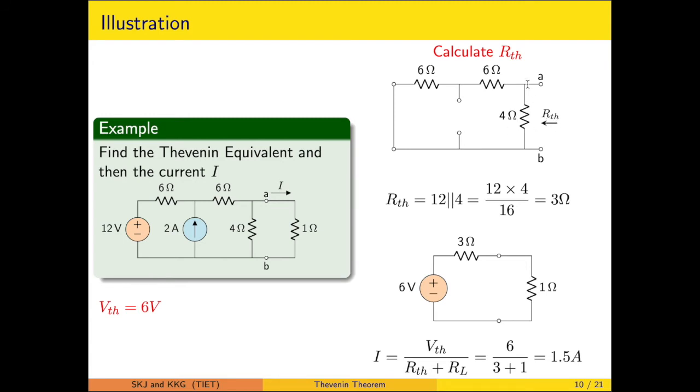What we are seeing here is that the 6 ohm and 6 ohm are in series, and that 12 ohm resistance is in parallel combination with 4. That gives you 3 ohm. Now this is a simplified representation. VTH is equal to 6 volt, RTH is equal to 3 ohm, and the current through this 1 ohm resistance can be calculated like this. If the load resistance is changed again, then we simply change the value here, and the load current can be calculated directly without solving the rest of the circuit.